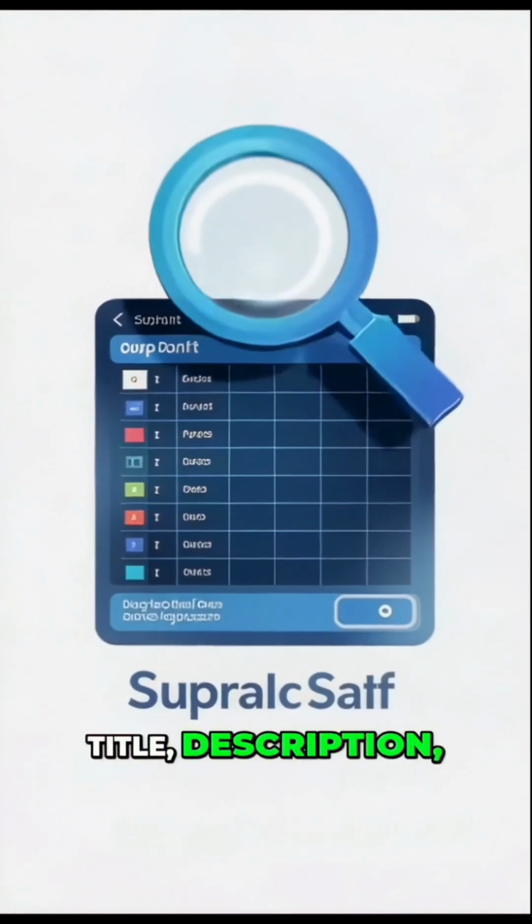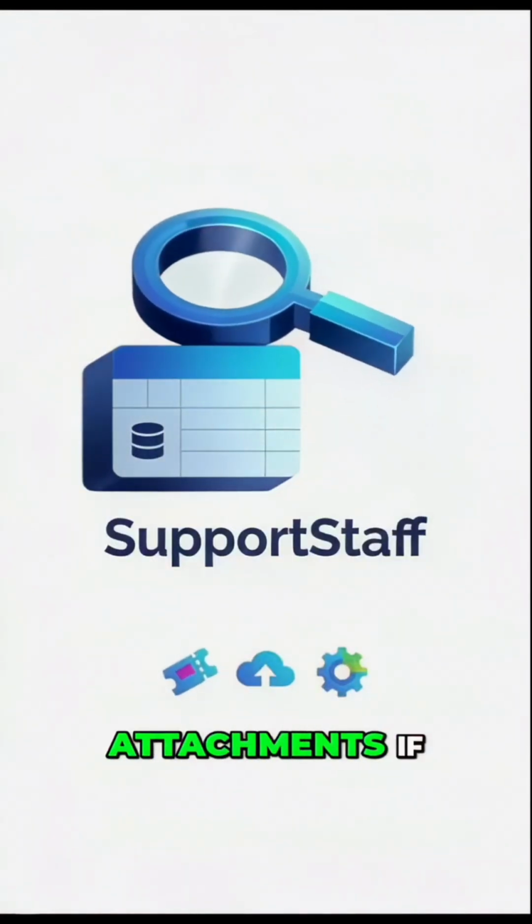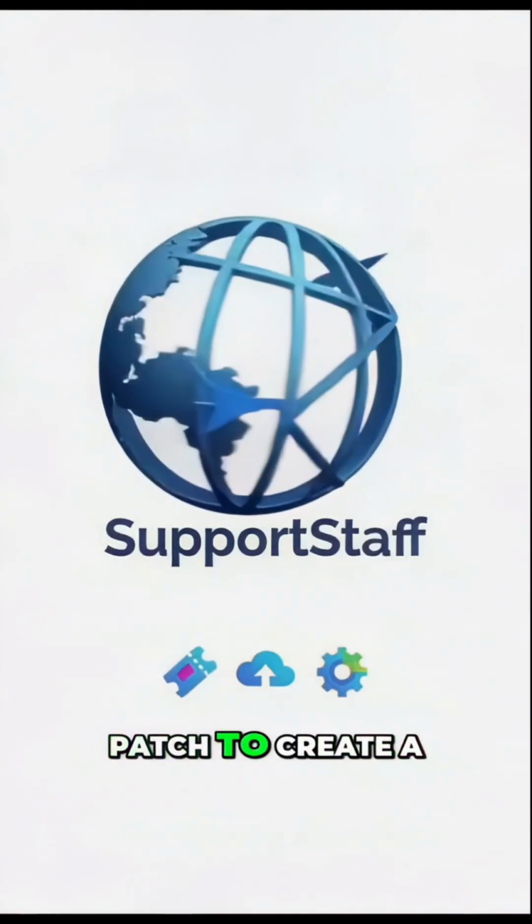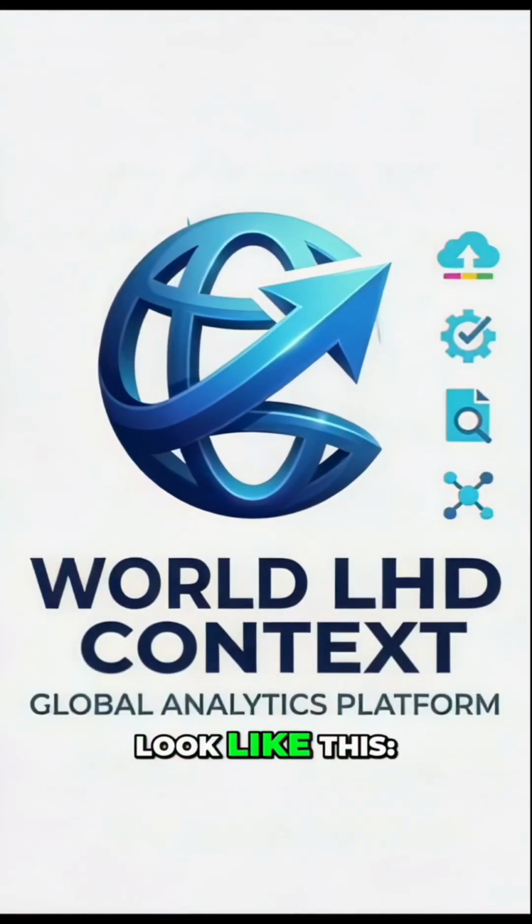Next, create the submit ticket screen. Add inputs for title, description, category, and priority, plus attachments if needed. Add a submit button that uses Patch to create a SharePoint item. The formula can look like this.